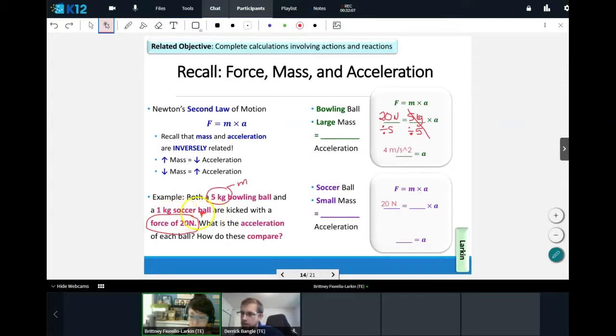What was the mass of our soccer ball? Again, mass is measured in kilograms. Thank you. I see Angelina in the chat. Need more people. What was the mass of our soccer ball this time? Yeah, exactly. This was a 1 kilogram soccer ball, right?